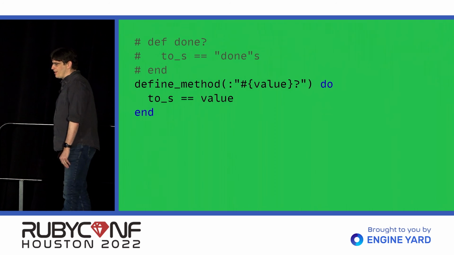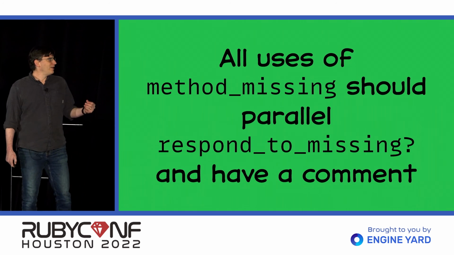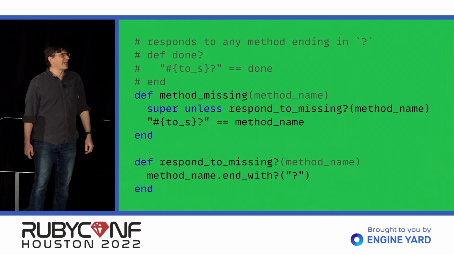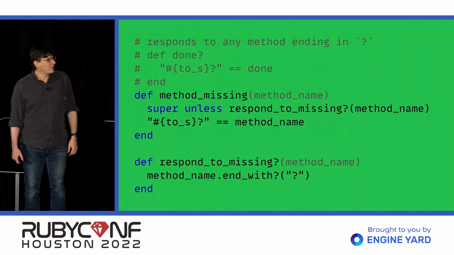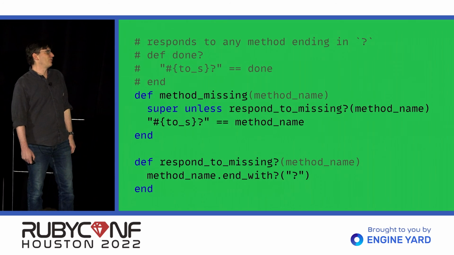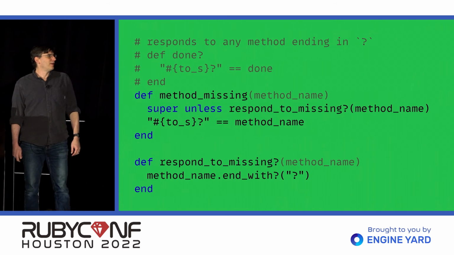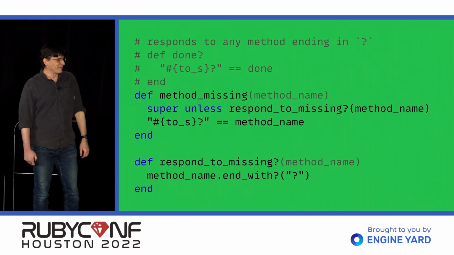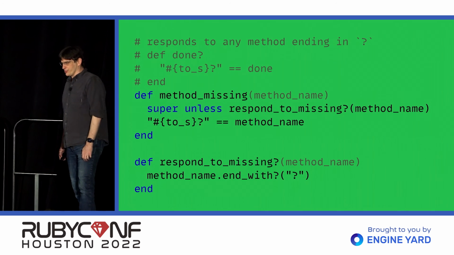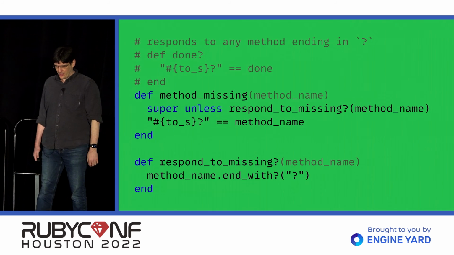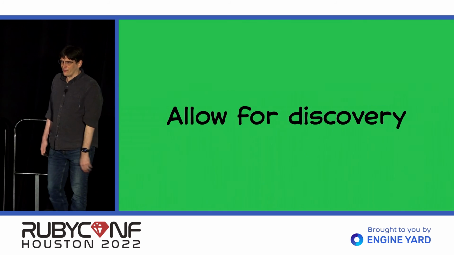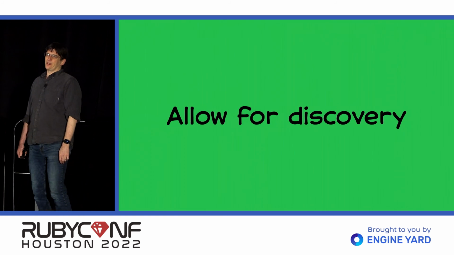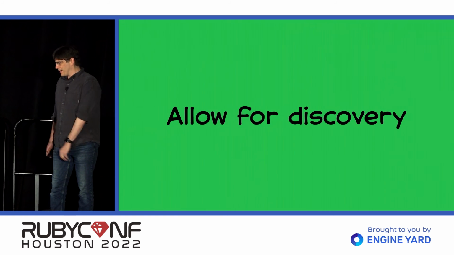If you're using method missing, you need to have parallel it with Ruby's respond to missing, and again, also have a comment. Here's a version of that code that uses method missing for the predicate, and again has a sample version of what a real version of this method would be like. So you really do need to allow for discovery. It's a genuine concern that we need to mitigate.